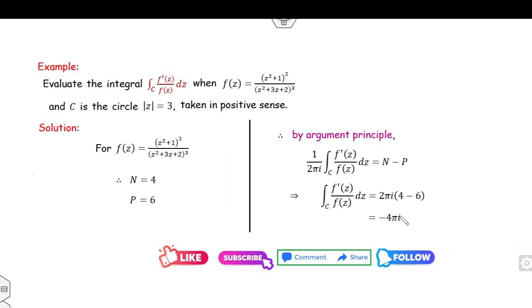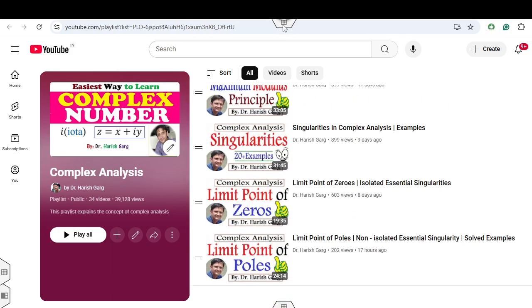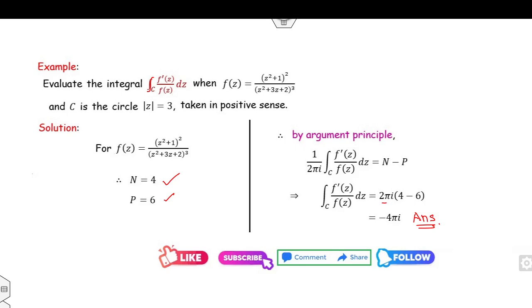So hence the answer will be, because your target is to calculate the integral, I can multiply by 1 by 2 pi i on both sides. The answer is minus 4 pi i, which is the correct answer. So remember students, your target is only to calculate the number of poles and the number of zeros. You can watch my previous lectures related to singularities and limit points to know more about how you can find the zeros and poles of the given functions.